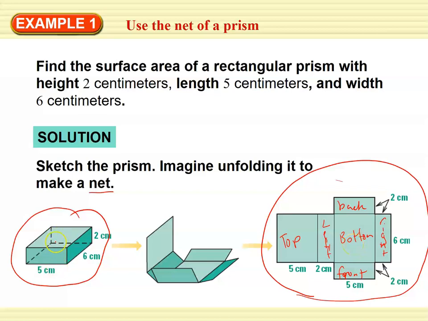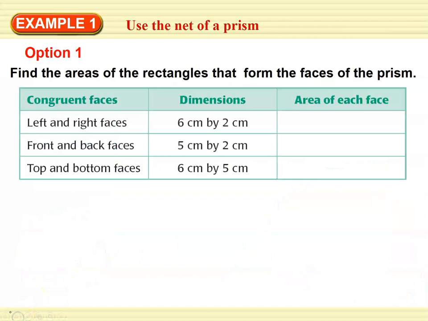So you'll notice in this picture the top and the bottom are the same. Okay, and those are both rectangles that were 5 centimeters by 6 centimeters. So I'll go ahead and go to the next slide. And here I've kind of broken it down. I've got the left and the right side, the front and the back, and the top and the bottom, and then their dimensions. So I'll go back to the picture.